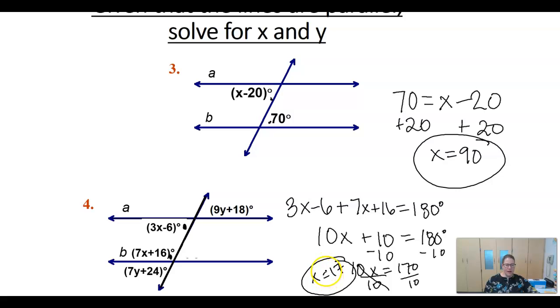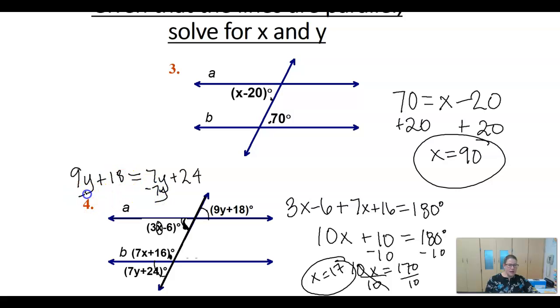I can find y a couple of different ways. I can either use these two expressions for y, because I know these two angles are equal. So I could set 9y plus 18 equal to 7y plus 24. Because these lines are parallel, these alternate exterior angles should be congruent. So that's one way to set it up. Another way is that since I know what x is now, I could replace the x here with 17. So 3 times 17 minus 6 would give me the measure of this angle. And then I know that that is equal to 9y plus 18, so I could set those equal. I'm going to go ahead and solve it this way.